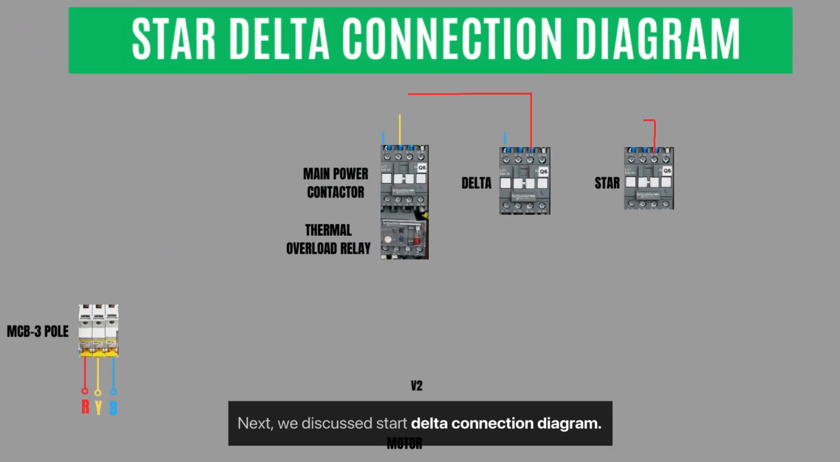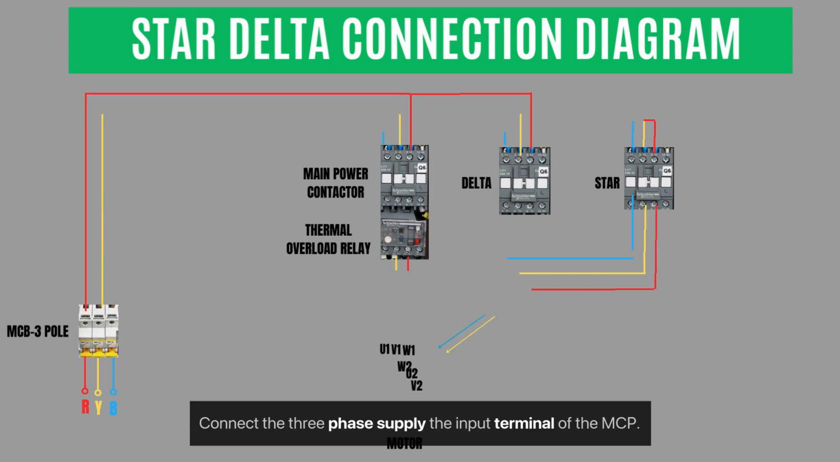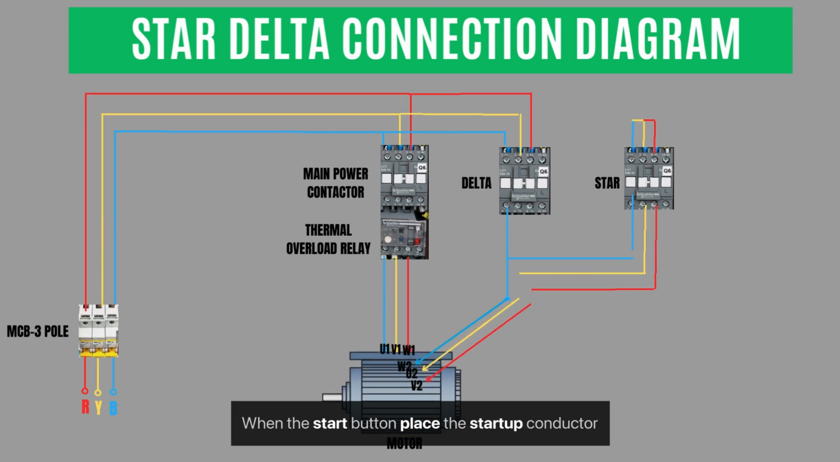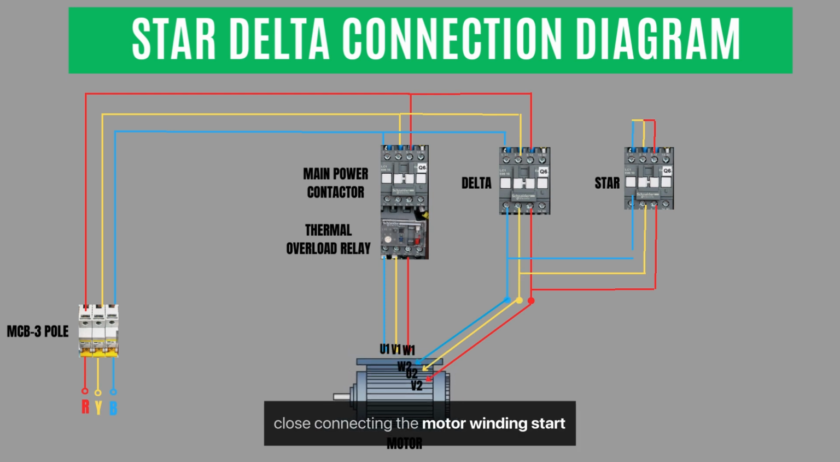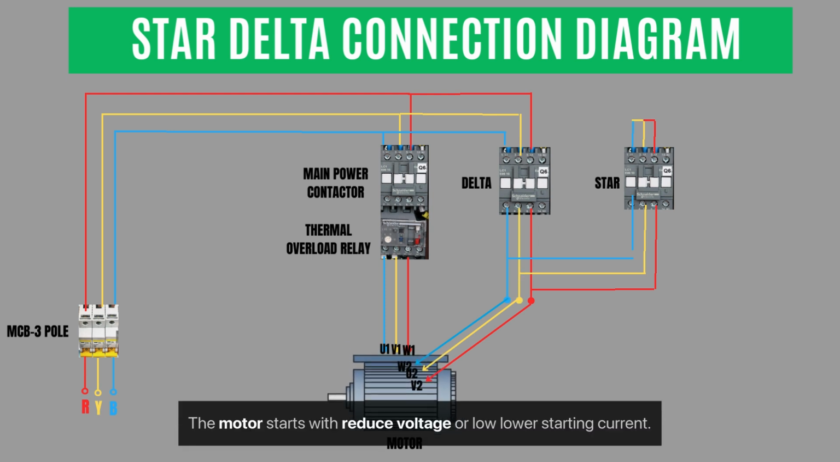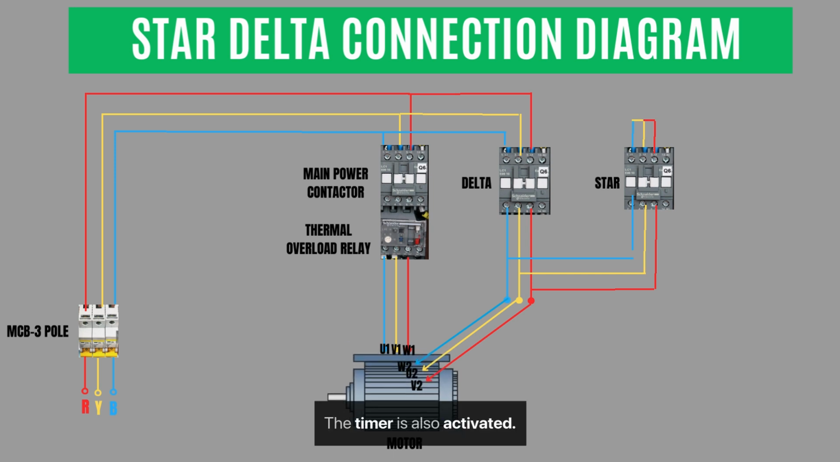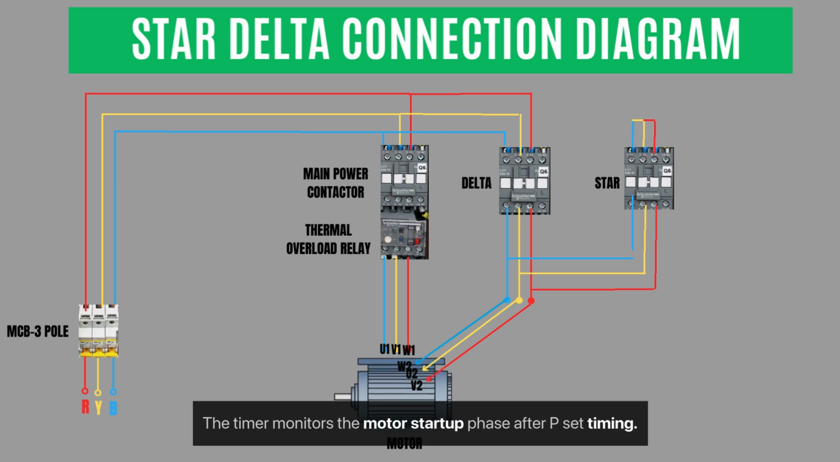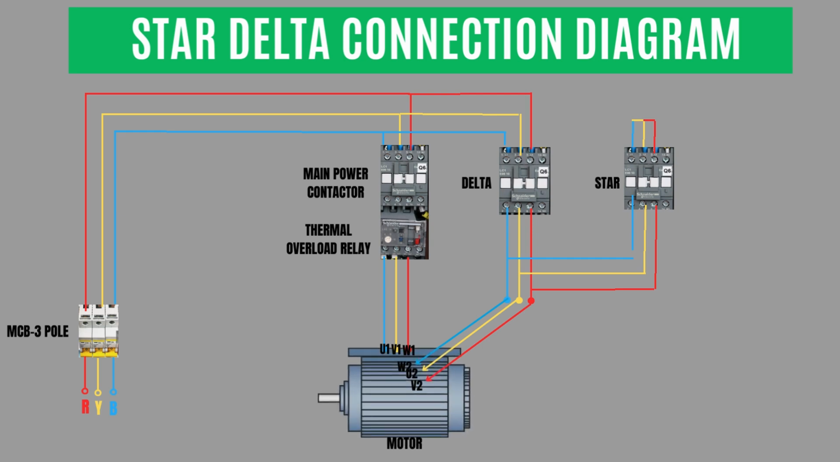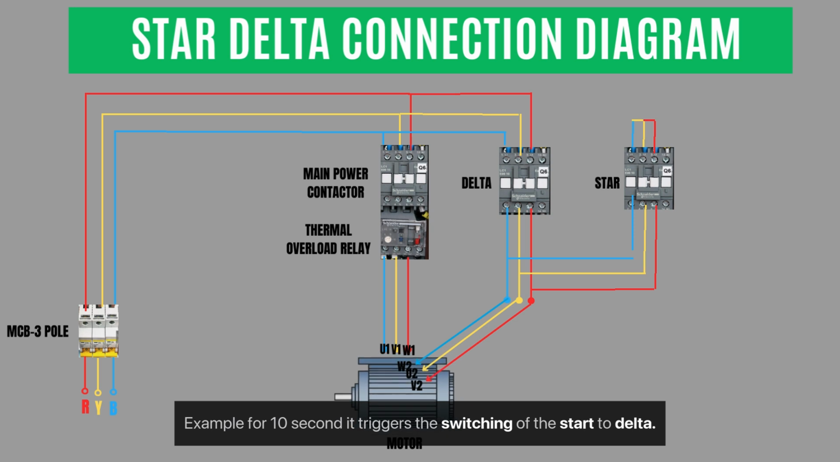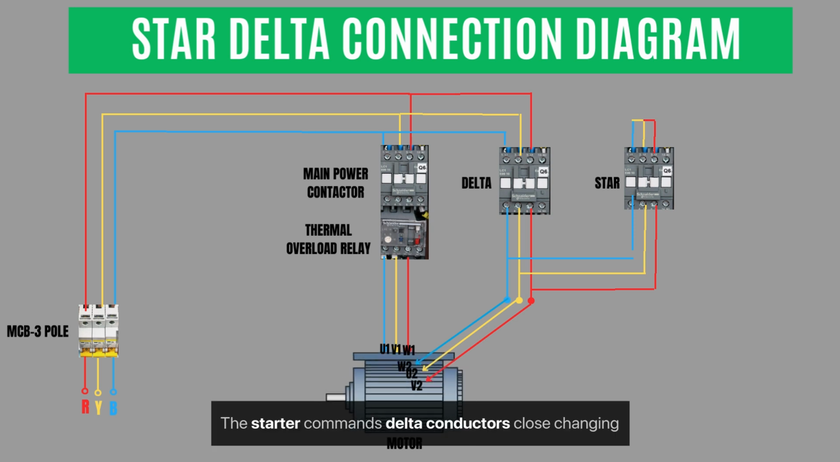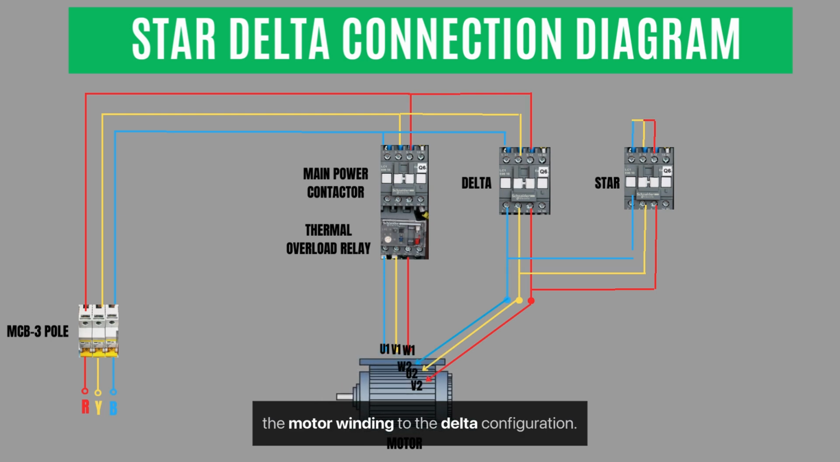the star delta connection diagram. Connect the three-phase supply to the input terminal of the MCB. When the start button is pressed, the starter contactor closes, connecting the motor winding in star configuration. The motor starts with a reduced voltage and lower starting current. The timer is also activated. The timer monitors the motor startup phase. After a preset time, for example 10 seconds, it triggers the switching from star to delta. The starter commands the delta contactor to close, changing the motor winding to the delta configuration.